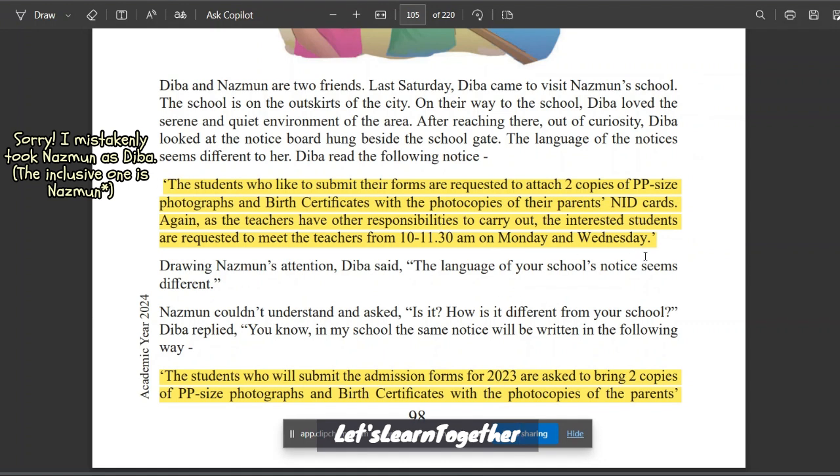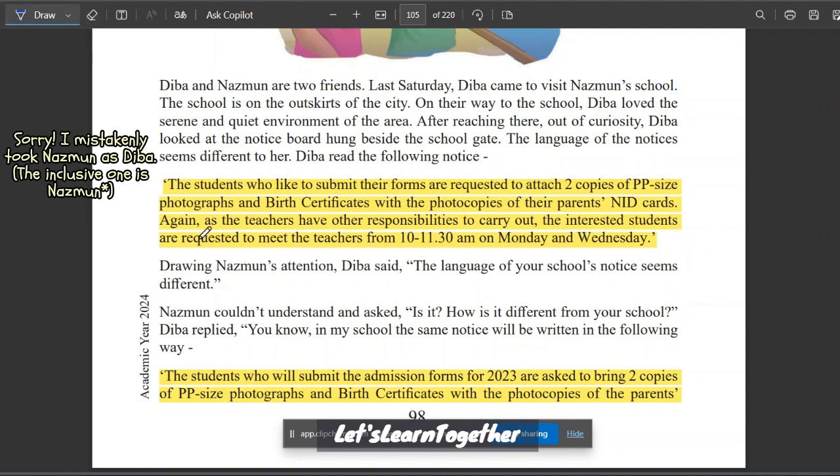So look, this is basically a notice of Diba's school. You can read this out: the students who like to submit their forms are requested to attach two copies of passport size photographs and birth certificates with the photocopies of their parents' ID cards. Again, as the teachers have other responsibilities to carry out, the interested students are requested to meet the teachers from 10 to 11:30 a.m. on Monday and Wednesday.